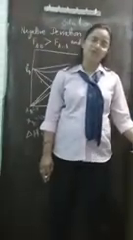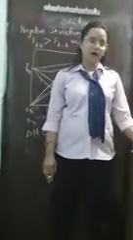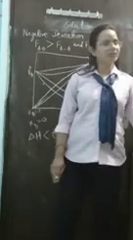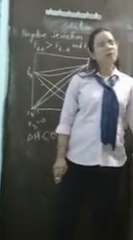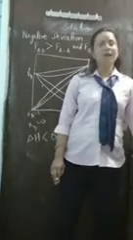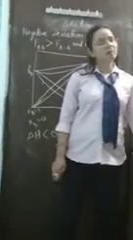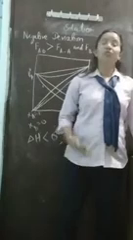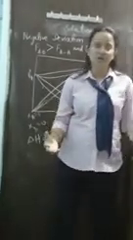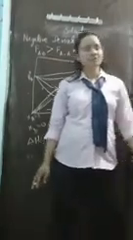There are how many types of azeotropic mixtures? The first one is the minimum boiling azeotrope and the second one is the maximum boiling azeotrope. What is a minimum boiling azeotrope and what is a maximum boiling azeotrope? Let us define both the terms.